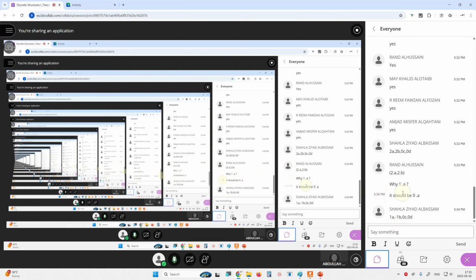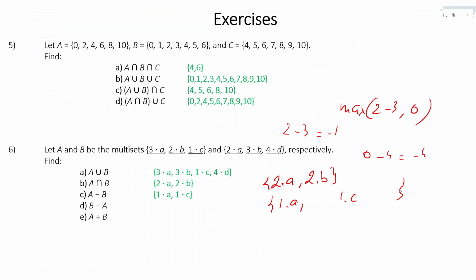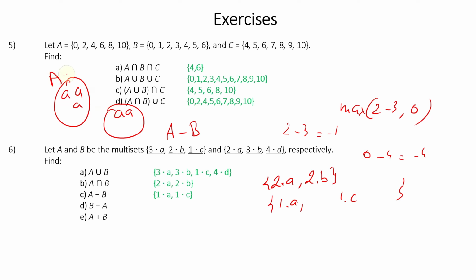Okay, why 1A? That's a good point. Why do I have 1A? All right, let me backtrack a little bit. We would like to do again A minus B. So we're going to take from A the B's. Let me just represent them like this. I have A, and let's look only at the A's. I have A, three of them, sorry, and only 2 in B.